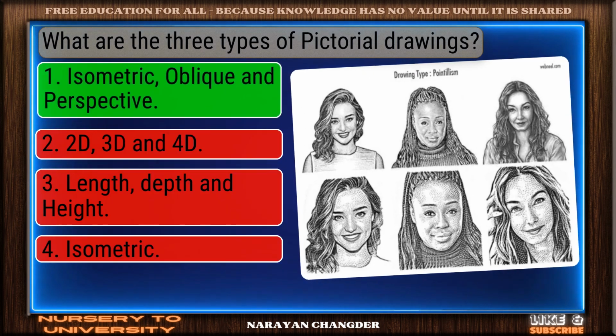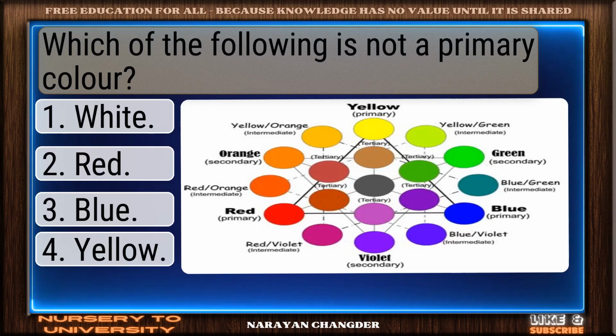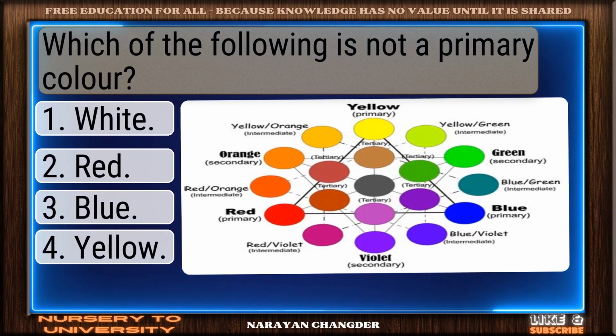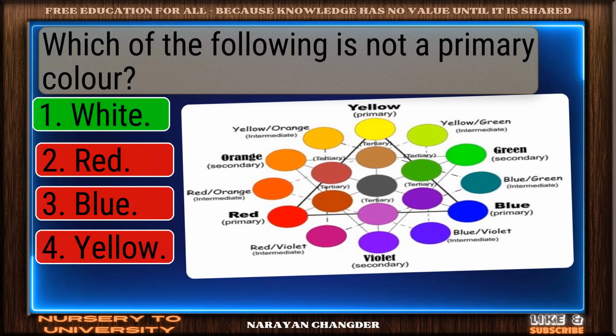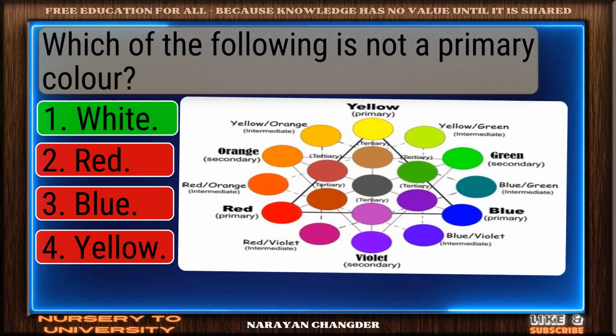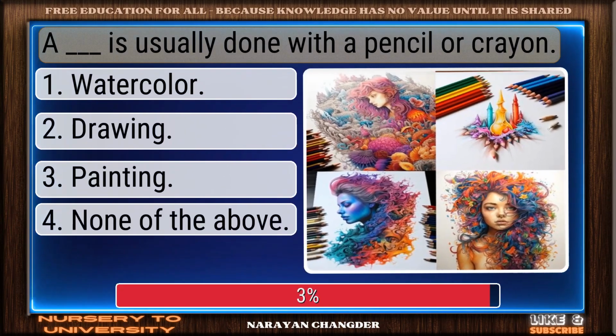Sharp thinking. Axonometric, oblique and perspective is the right choice. Which of the following is not a primary color? Valid point. White is true. A dash is usually done with a pencil or crayon.